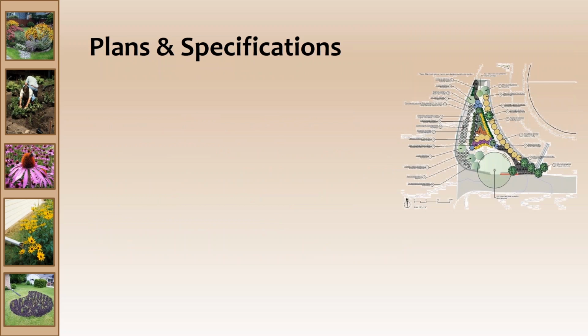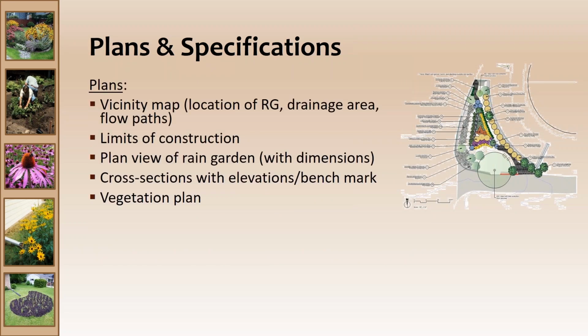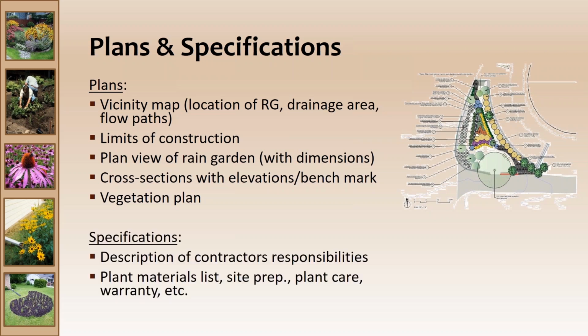As far as plans and specifications, it's pretty much standard stuff. You need a vicinity map showing where the rain garden is located in relation to its flow paths and drainage areas, kind of like I was showing you earlier. The limits of construction, a plan view of the rain garden itself with dimensions, cross sections with a benchmark elevation nearby, and then a planting plan.